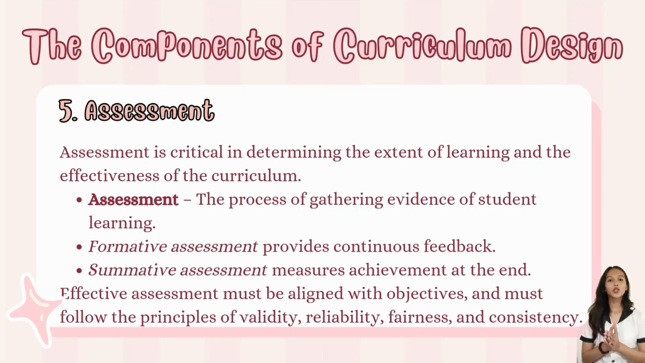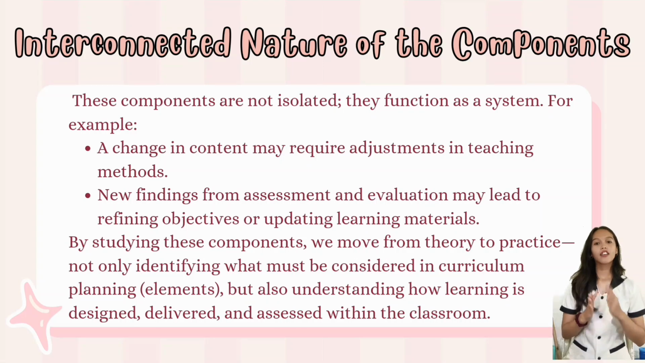So again, needs define what should be taught, aims and objectives set the direction, content organizes the knowledge, and learning experiences bring the content to life. And the last one is assessment, which checks if everything works. So now, what's important to remember is that these 5 components are not separate. They are interconnected like a system. So if you change one, the others are affected. For example, if content changes, you may also need to adjust your teaching methods. If assessment shows students are not learning, maybe the objectives need to be refined or the content reorganized.